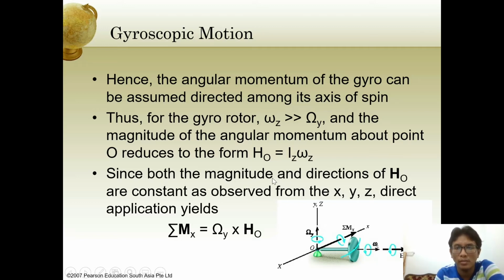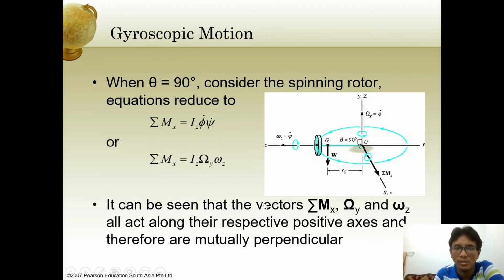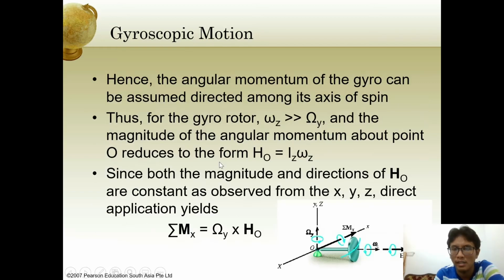Since both magnitude and direction of HO are constant, as observed from the XYZ reference frame, application yields the new formula. If you look right here, it is just based on the same formula, and this one is replaced by HO. I mean, Iz and omega z are replaced by HO. Nothing new.